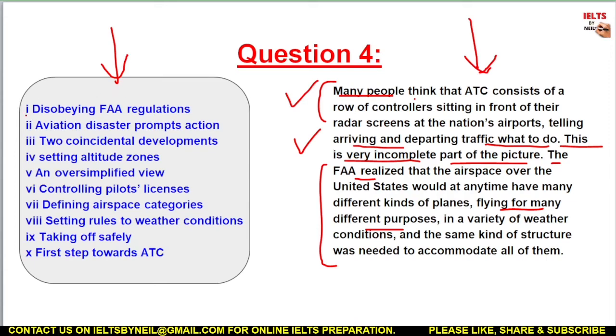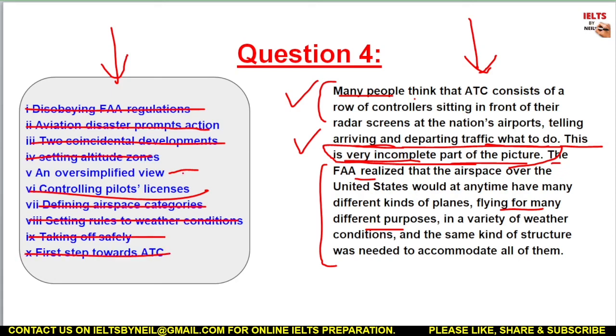Now if you have a look at the headings, FAA regulations, it's a no. Aviation disaster prompt action, no, that's already taken. There's no zone. Oversimplified view, it can be, because they are saying this is a very incomplete part of the picture, meaning this is told in a very, very simple way. I mean, it's overly simplified. Now controlling pilot's license, they're not talking about any license. No defining of airspace categories. Weather conditions, no, and no. So this is the perfect answer.